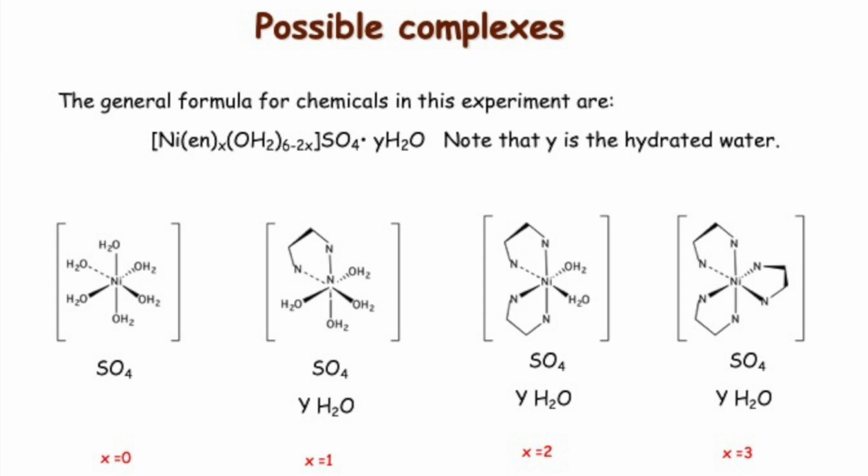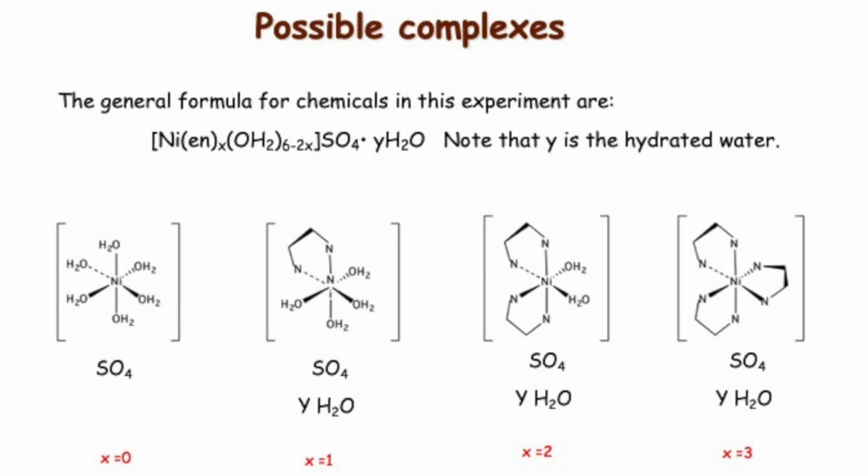If X is 1, that means you have 1 ethylenediamine replacing 2 of the waters. So 6 minus 2 is 4 H2O. And then, of course, you still have water outside the coordination sphere. If X is 2, then you have 2 ethylenediamine replacing 4 of the water. And 6 minus 4 is 2. So there's 2 waters bound to the nickel. And then you have extra waters, if you have that, outside the coordination sphere.